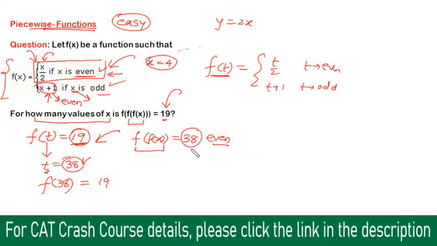Okay. So let us take two cases that it came from the first portion. So in the first portion, x by 2 would be 38, right? So that means the value of x has to be double of 38, which is what? 76, if I'm not wrong. Right?